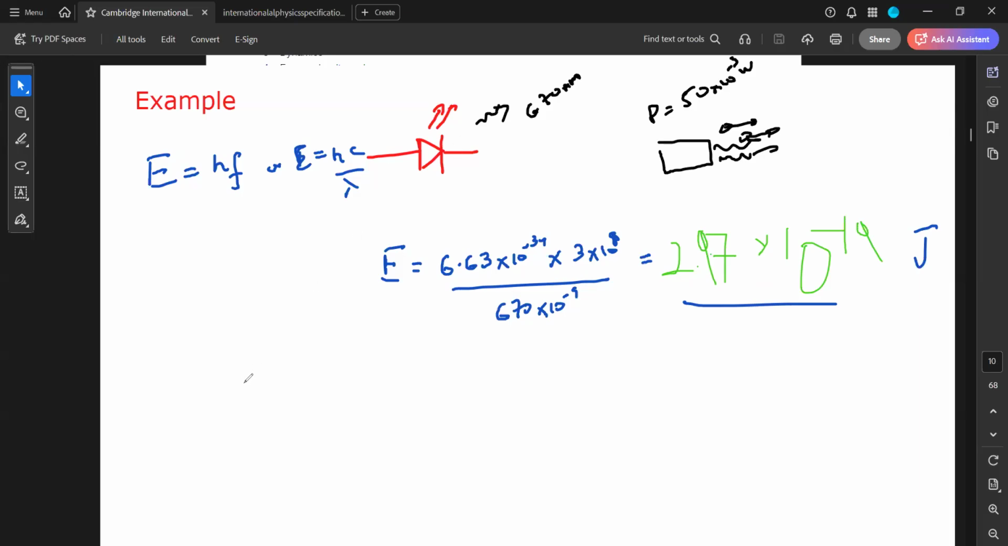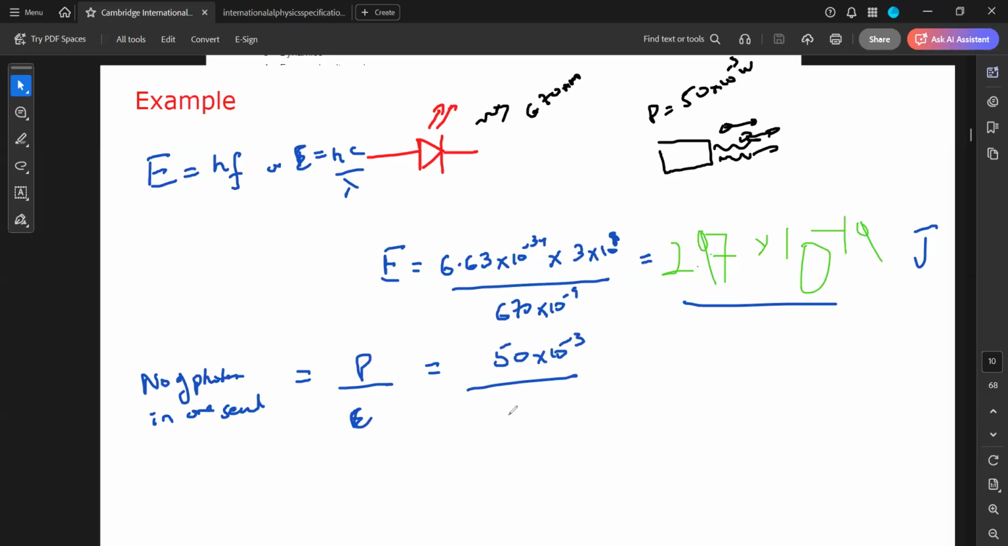And then how can we work out how many photons are emitting out? If I need the number of photons every second, or the rate of photons, it is the power of the source divided by the energy of one photon. The power of the source was 15 to 10 power minus 3, and the energy of one photon was 2.97 into 10 power minus 19. When we divide this, we get 1.68 into 10 power 17 photons per second. So this many photons will be emitted every second to have this power.